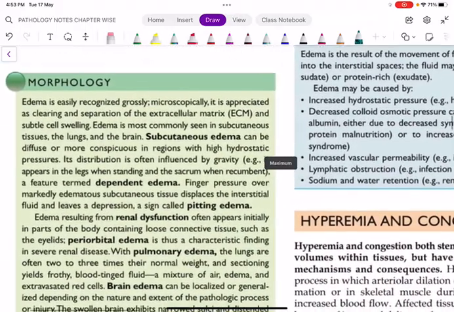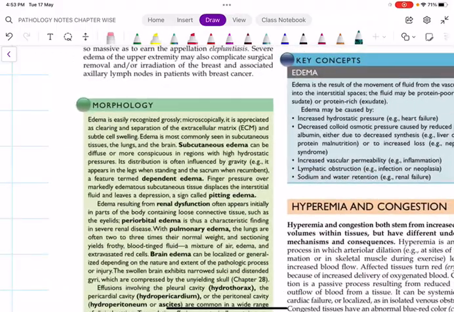Now let us see what are the different types of edema. Number one, subcutaneous edema. Subcutaneous means what? Just below the skin, the edema will be present. This is most commonly seen in tissues like lungs and brain. Straight MCQ question: edema is present in brain and lungs.